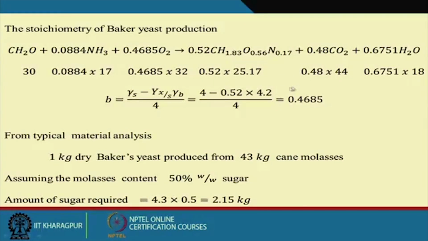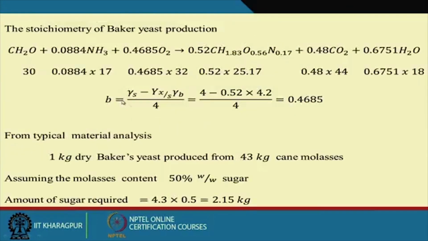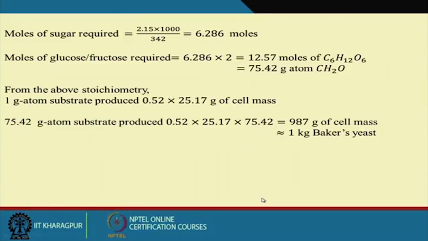When we have the b value, we can also calculate. We know that for 1 kg of dry yeast we require 4.3 kg of molasses. So, what we have done is take 4.3 kg of cane molasses, and let us assume it contains 50% weight by weight sugar. So, the sugar content is 2.115 kg.